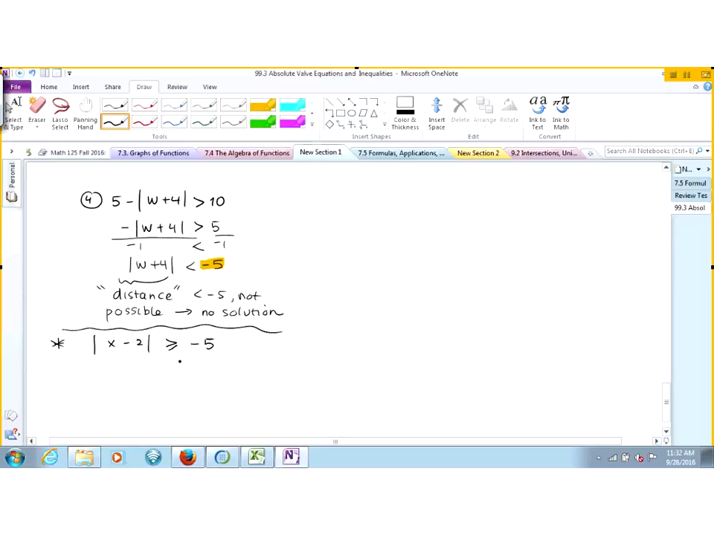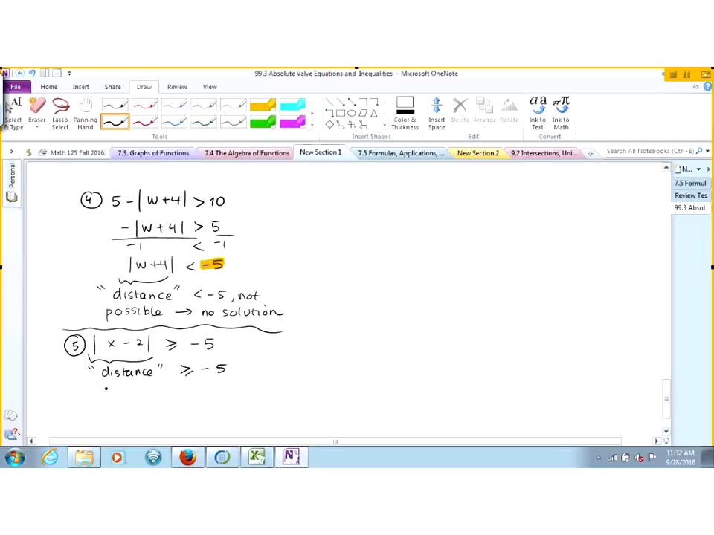What do you think? How is this different from the one that we do on the bottom here? Let's call these number 5. What's the difference? What does this mean? So the distance is greater than or equal to -5. So is it not possible? No, that one is possible, right? All distances are always greater than -5.